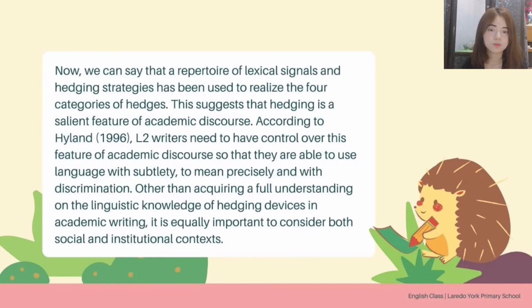Alright, as we can see from the examples previously, we can say that a repertoire of lexical signals and hedging strategies have been used to realize the four categories of hedges. This suggests that hedging is a salient feature of academic discourse. Now, according to Hyland, second language writers need to have control over this feature of academic discourse so that they are able to use language with subtlety to mean precisely and with discrimination. Other than acquiring a full understanding of the linguistic knowledge of hedging devices in academic writing, it is best to consider both social and institutional contexts in it.